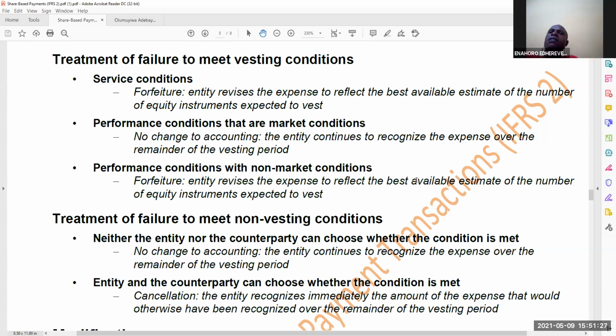Treatment of failure to meet non-vesting condition. Neither the entity nor the counterparty can choose whether the condition is met: no change to accounting. The entity continues to recognize the expense over the remainder of the vesting period. Entity and the counterparty can choose whether the condition is met: cancellation. The entity recognizes immediately the amount of the expense that would otherwise have been recognized over the remainder of the vesting period. Thank you very much. Now, let's go back to our question.